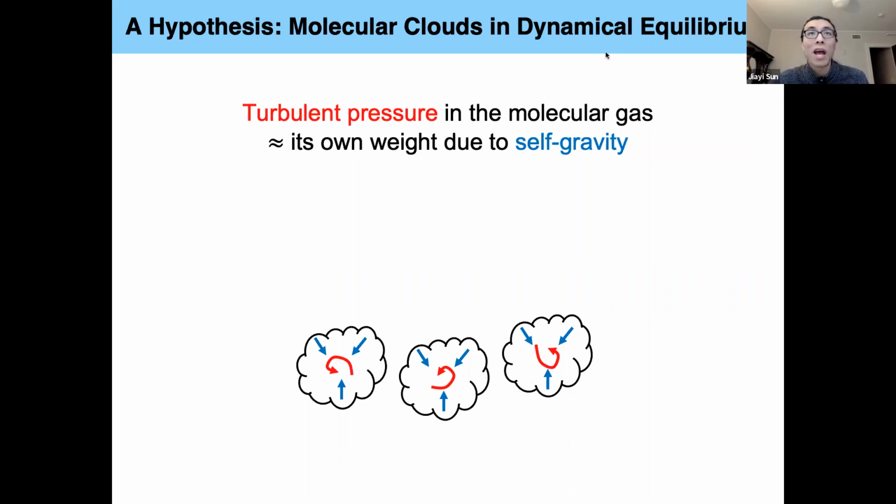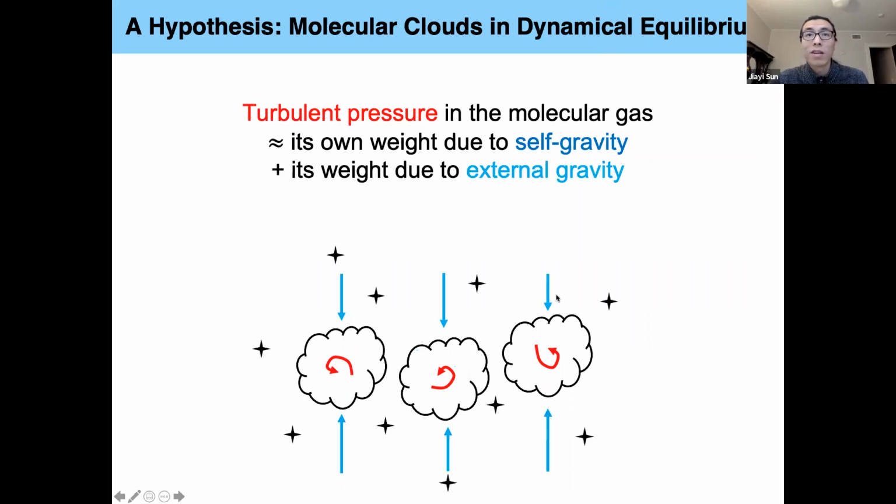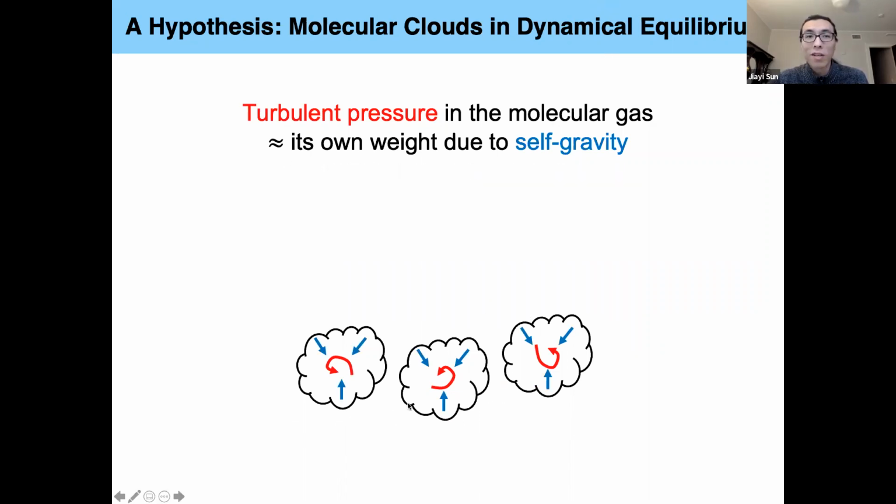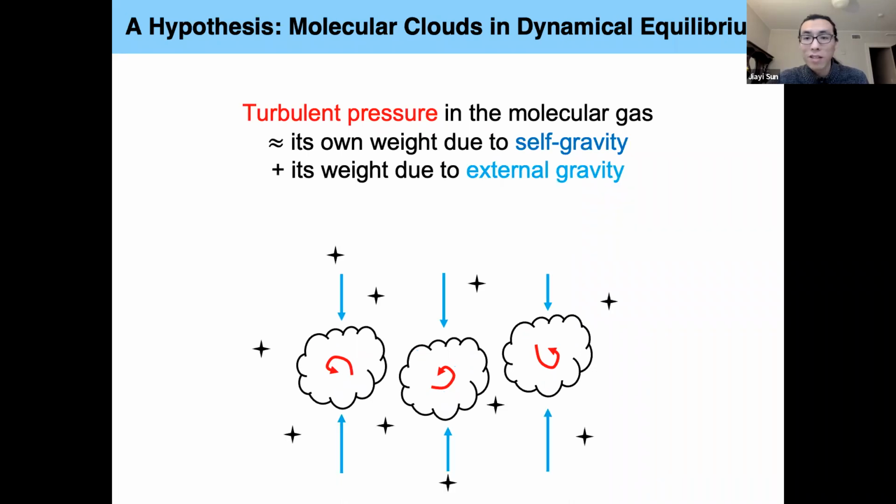And in this picture, what we have are molecular clouds that are isolated from each other. They have internal pressure from turbulence, and that internal pressure is on average balancing their own weight due to self-gravity. But we know that molecular clouds do not live in a vacuum. They live in galaxy disks, and there is external gravity, mostly from stars. And sometimes that external gravity can be important. So this turbulent pressure inside the clouds should also balance out that extra external gravity.